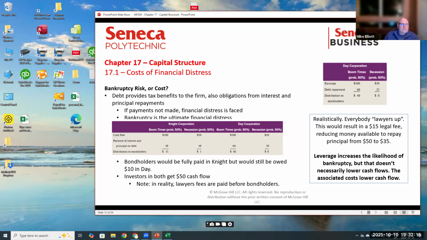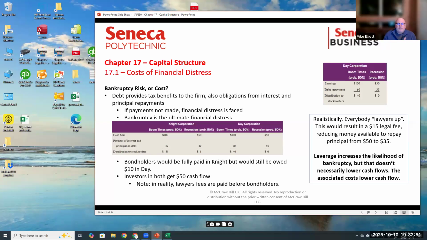Now, principal on the debt that's owed is $49 for Knight. So in good times, with cash flow of $100, they have distribution to stockholders left after covering principal on debt of $51. In bad times, $50 in cash flow, $49 principal on debt, they have $1 left to distribute. So it's either 51 or 1.